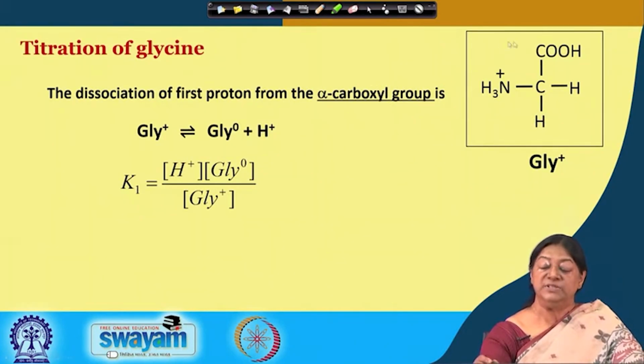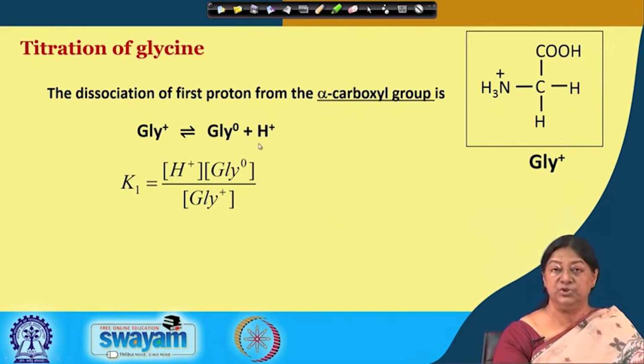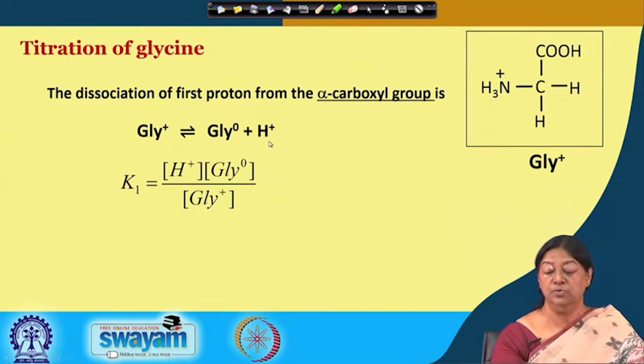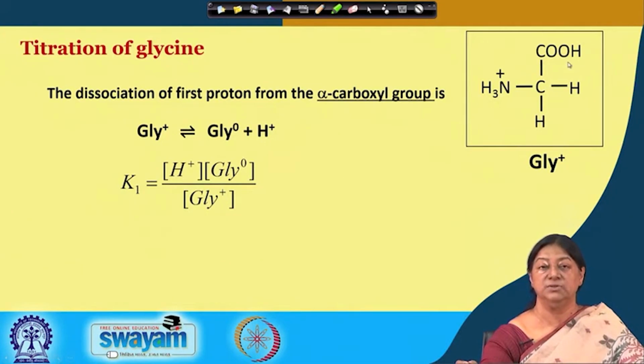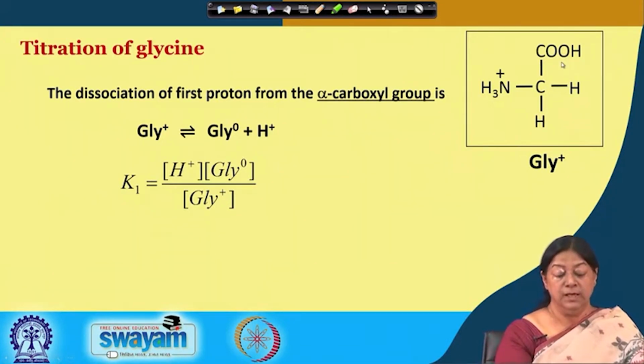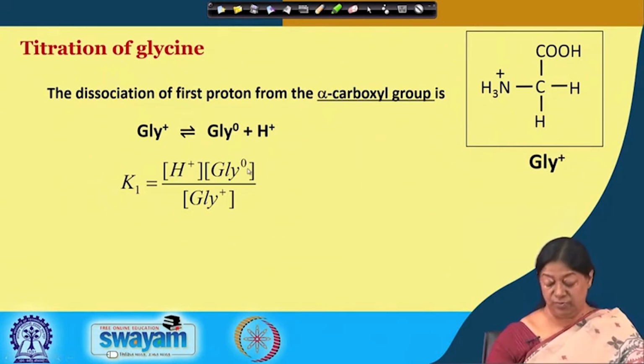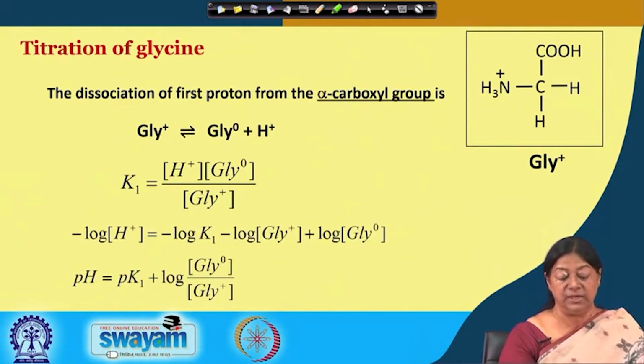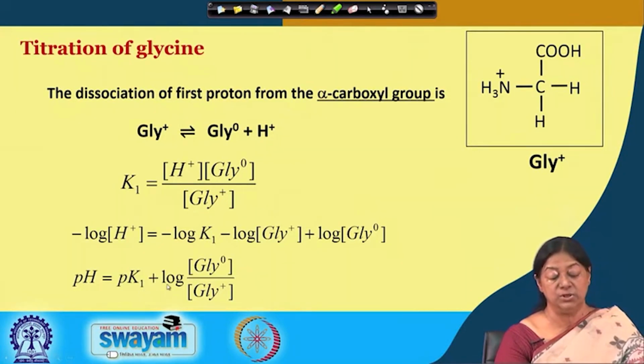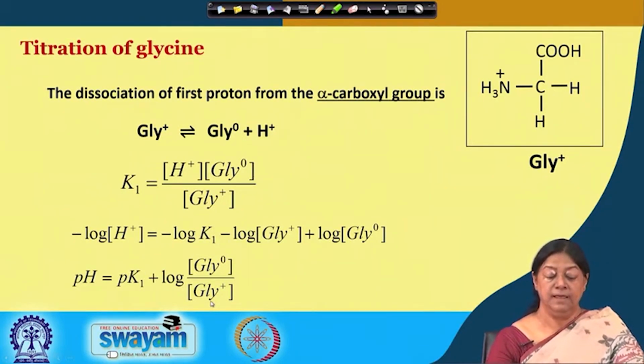At low pH, we say everything is protonated. As we do the titration, we are losing the H plus. Which H plus are we losing? We are losing the one connected to the carboxyl group. So, this is the K1 value. If again we rearrange this into a form like the Henderson-Hasselbalch equation, we get that the pH is equal to pK1 plus log of Gly0, that is the conjugate base, over our acid Gly plus.